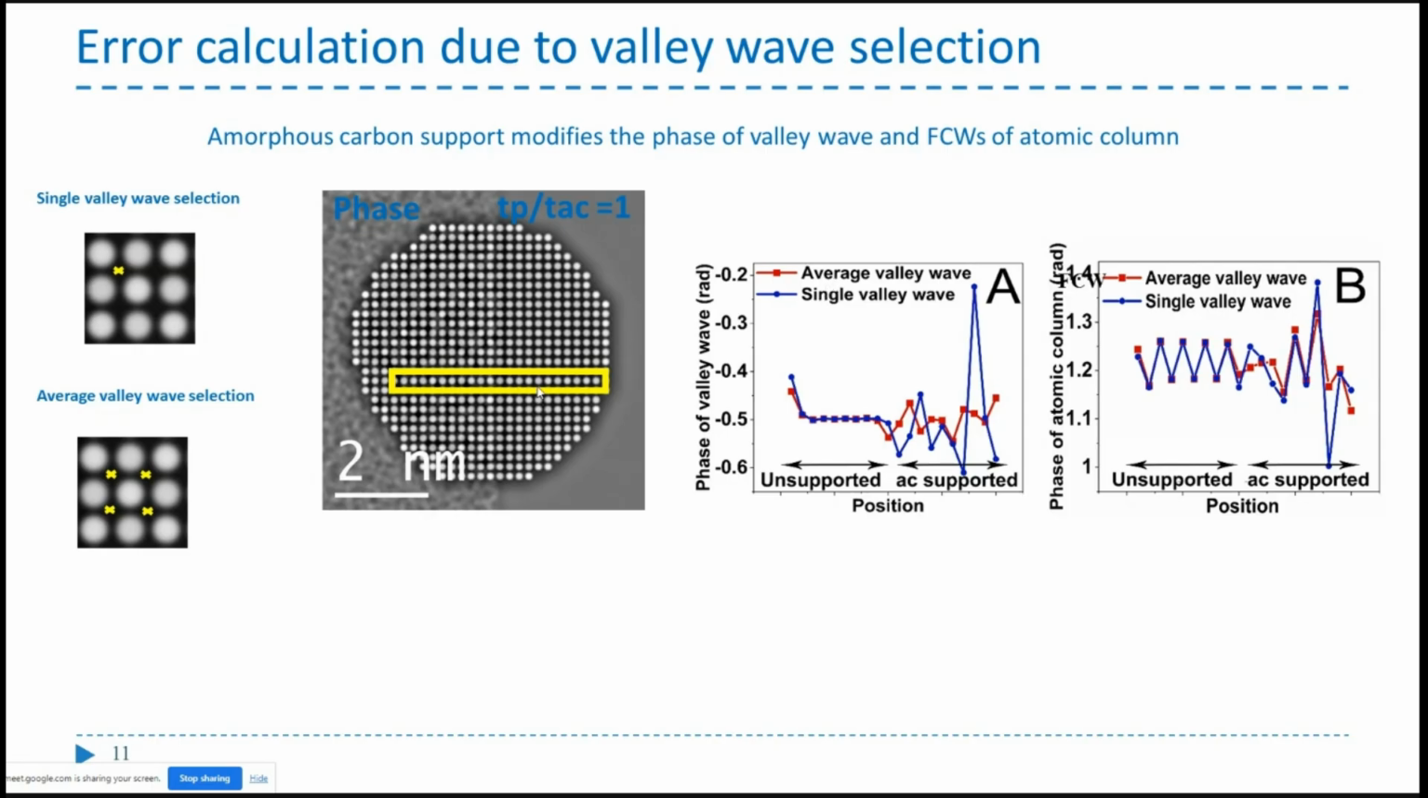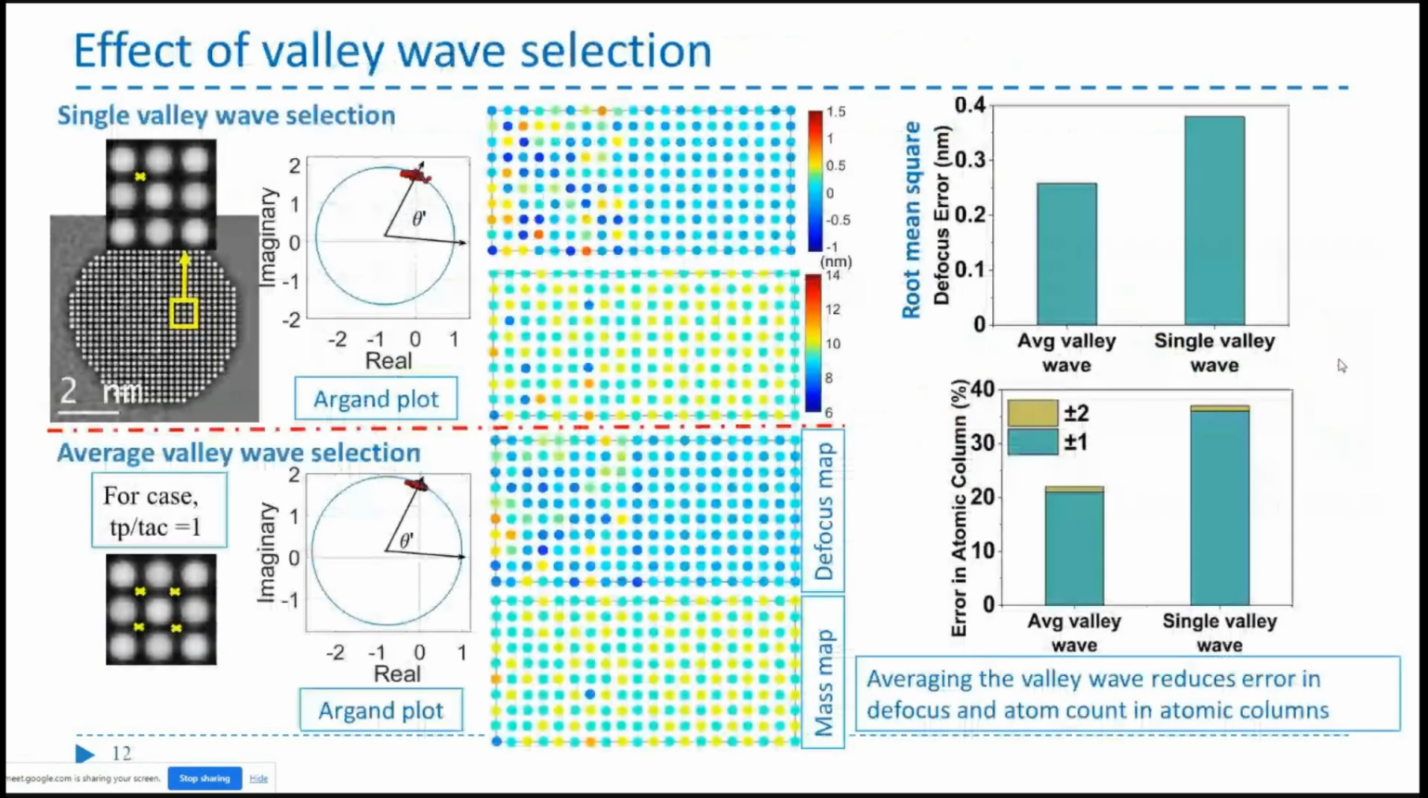But if you take the average value for the exit wave around each atomic column, you see the variation gets reduced. And this is the column wave. Column wave in the unsupported region is exactly accurate, same as the single exit wave. Here it is varying too much, but when we take the average exit wave, the variation gets reduced. So it means if we take the average exit wave when there is a carbon support, it actually reduces the error in the final data set.